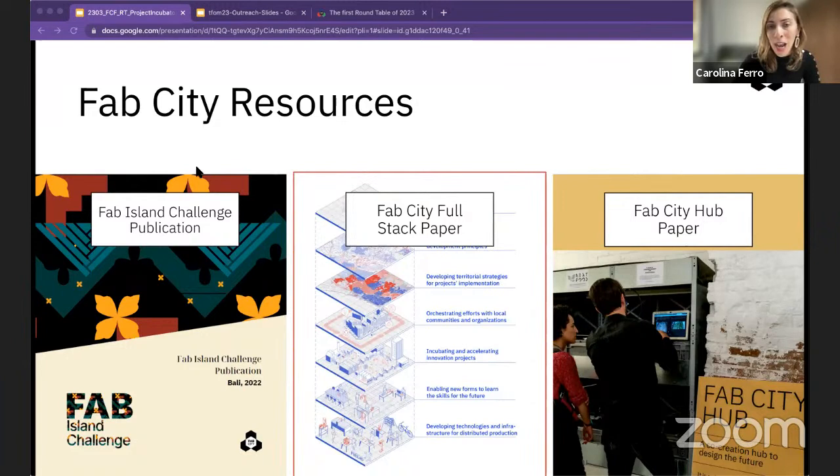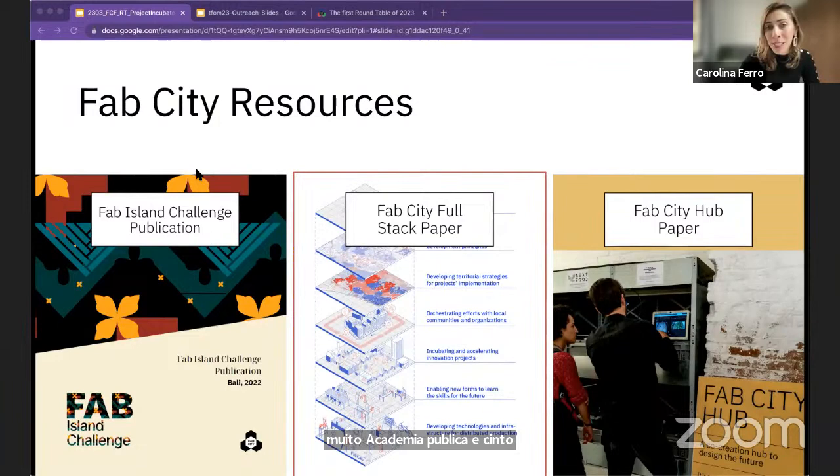Also, we had the full stack paper. This was presented during the academic conference in Bali, and also the Fab City Hub paper. So we are getting more into academic publication as well. It's a field that's important also for Fab City. So expect us, and participate with us, in publishing papers this year on topics that are interesting for Fab City.